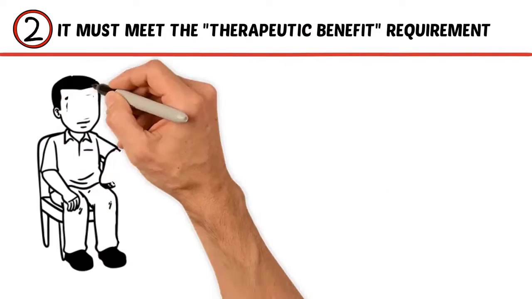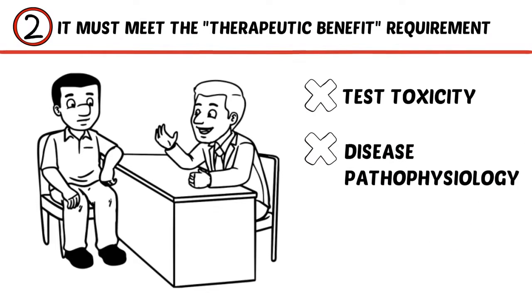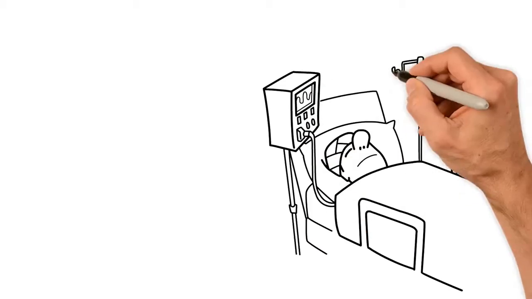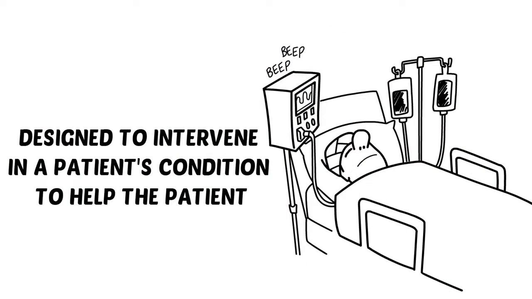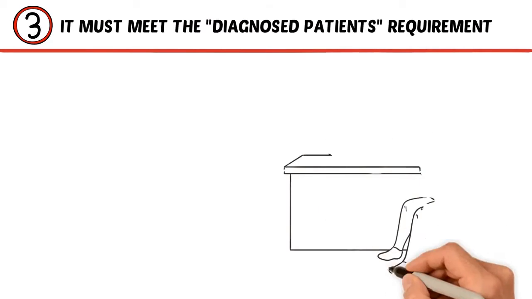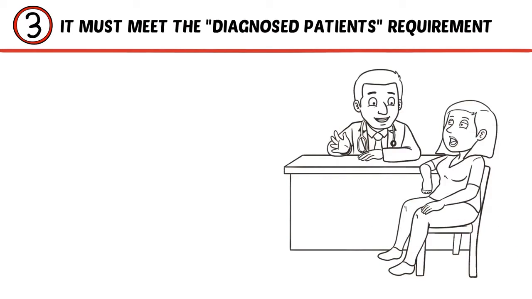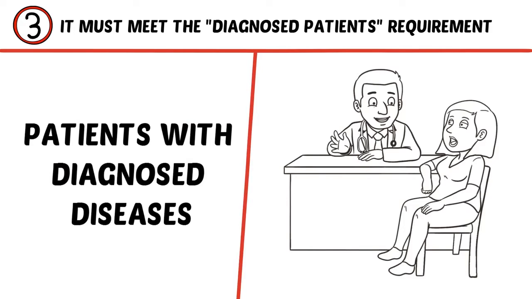Second, it must meet the therapeutic benefit requirement. A trial must not be designed exclusively to test toxicity or disease pathophysiology. The trial must have therapeutic intent. The trial must be designed to intervene in a patient's condition to help the patient. Third, it must meet the diagnosed patient's requirement. The study must enroll patients with diagnosed diseases. While the clinical trial policy does allow providers to enroll healthy patients as a proper control group in a study of diagnostic interventions, such studies must enroll patients with specific diagnosed diseases.